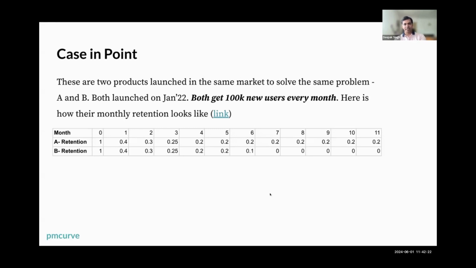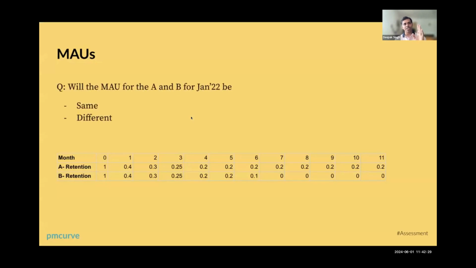Now, let me revisit this question. Both are launching in Jan 2022. The question is, will the MAU for A and B for Jan 2022 be the same? So in Jan 2022, the new users that came for A is 100K. The new users who came for B is 100K. And there is no play of retention with A and B. That's why they are going to be the same.